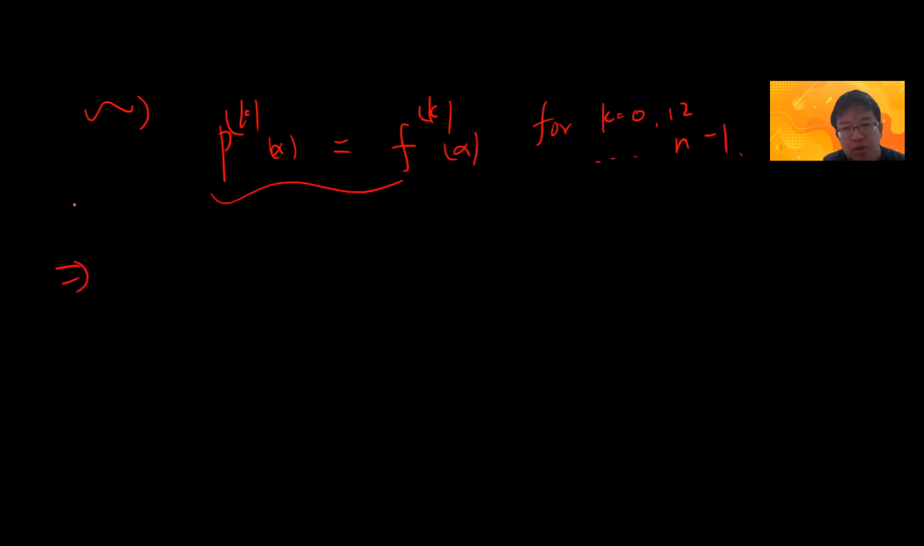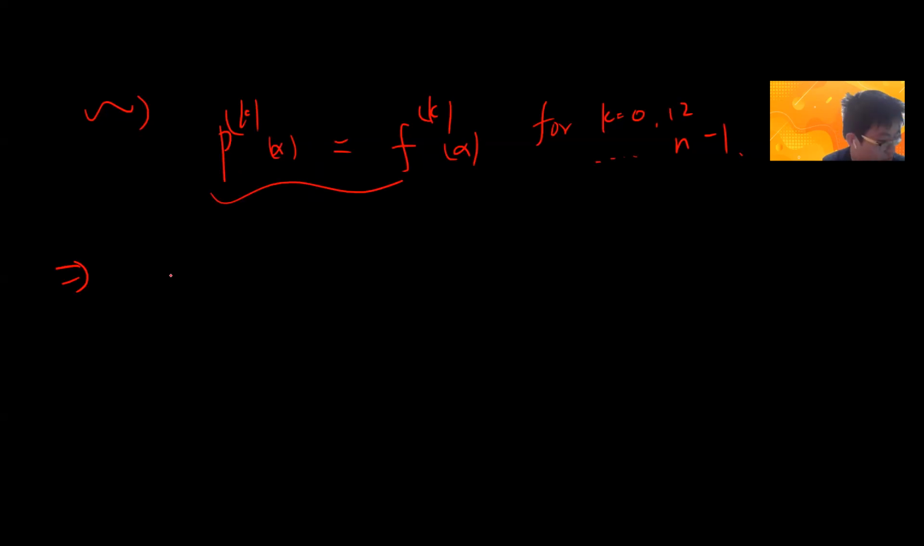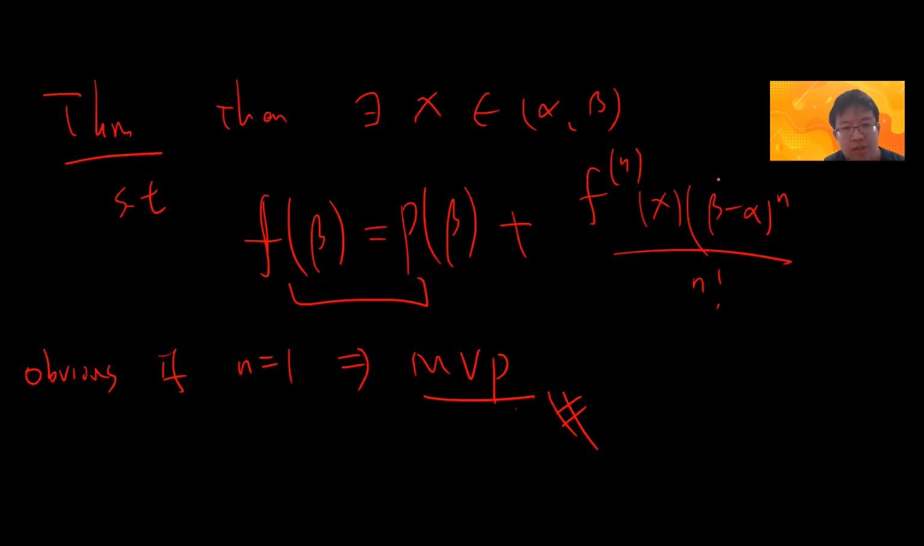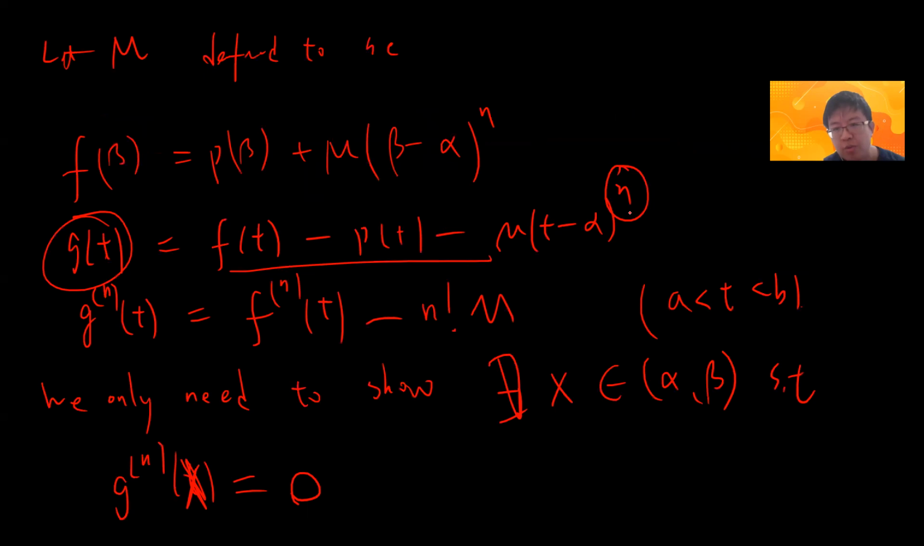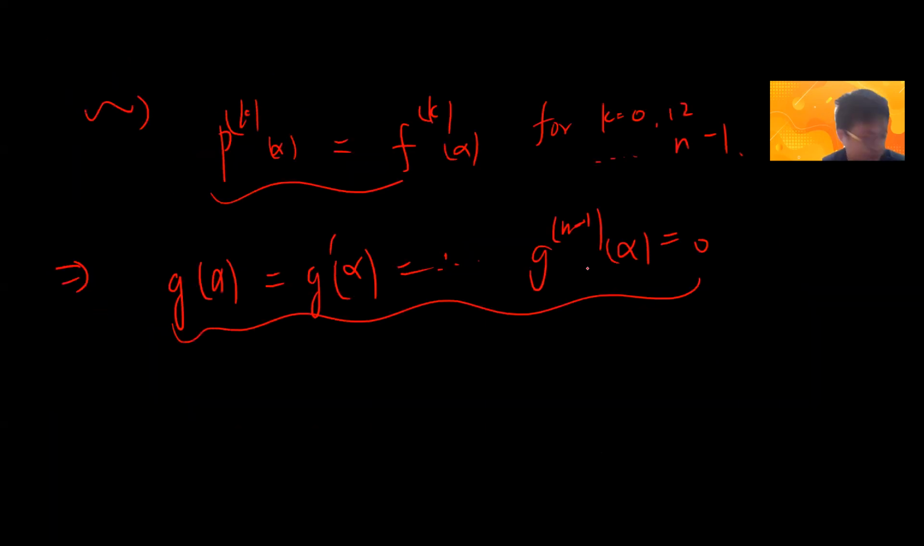Which means that for this g of t, any derivative before n is 0 if you put in alpha. So basically you prove that g of alpha, g prime of alpha, up to the n minus 1 derivative of g at alpha, are 0. Let me say the reason again. Because this is n, if you do not take the nth derivative and you put in alpha, then this is 0, since I just proved that the derivatives are the same when the order is less than n. So basically you prove this.